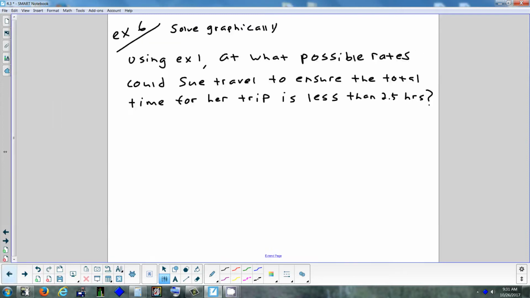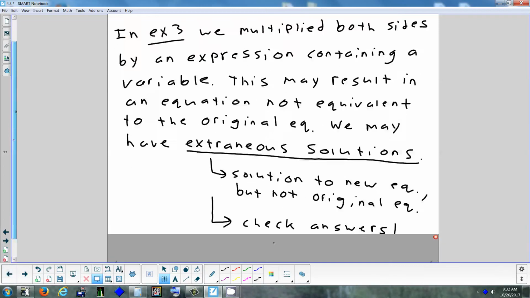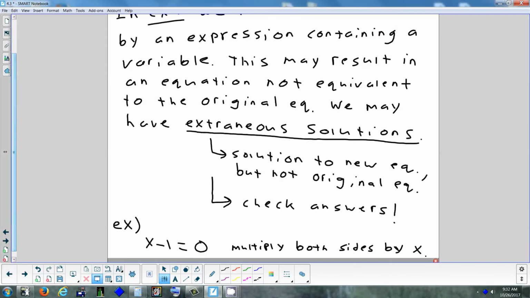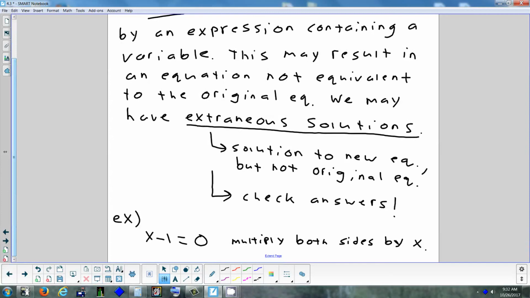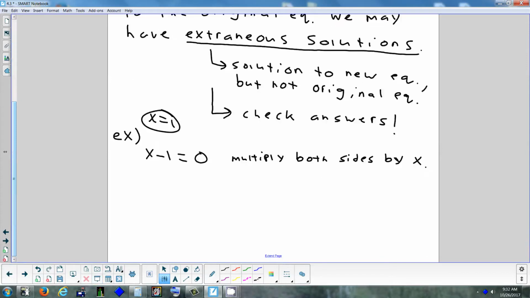So when we have an extraneous solution, we just have to check our answer. And if you're wondering how you could do something that creates an extra solution, look at this problem: what's the solution to x minus 1 equals 0? 1. Okay, so that's the answer. Is there any other answer to that problem? No, there's no other answer. But watch what happens if you multiply both sides by x. You would get x squared minus x equals 0. Now you could factor out an x.